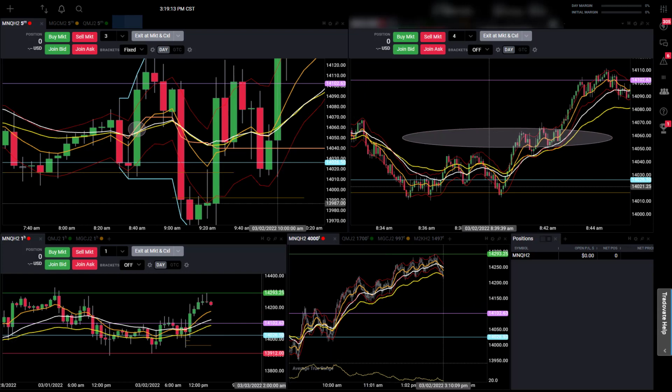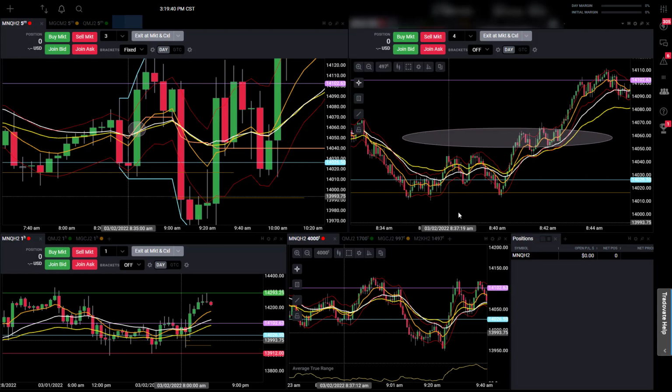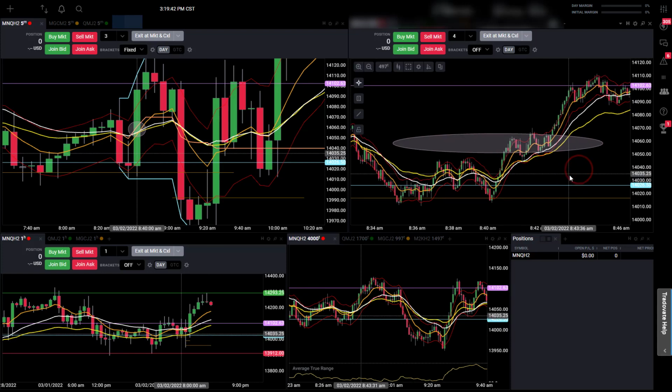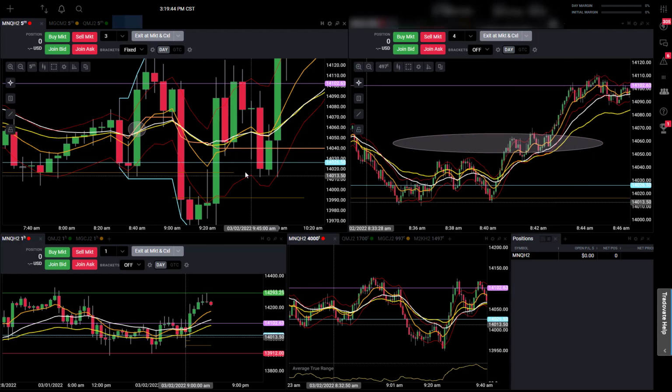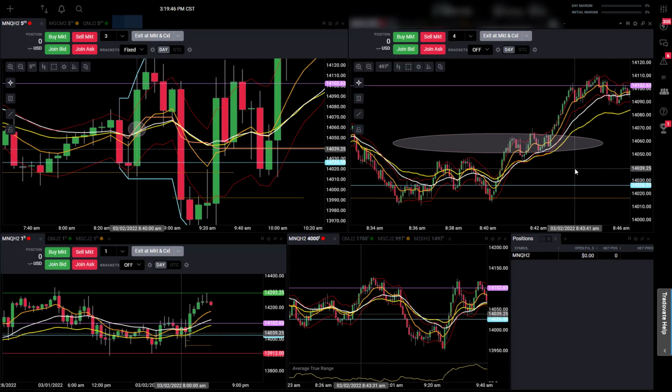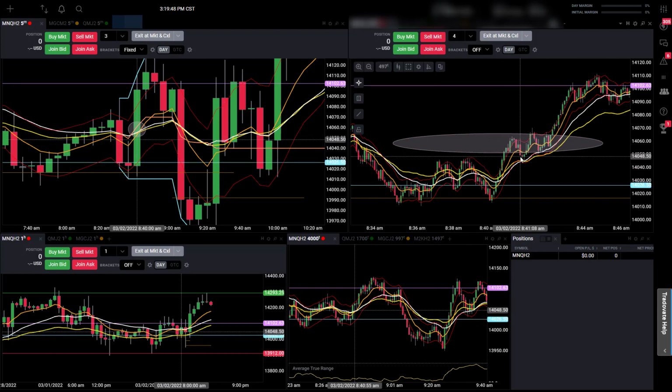I have to move the other tick charts too. Okay, so if we go over to the tick charts, this is where the high probability trades come in, which is on this candle. Your high probability trade, you're looking for it.